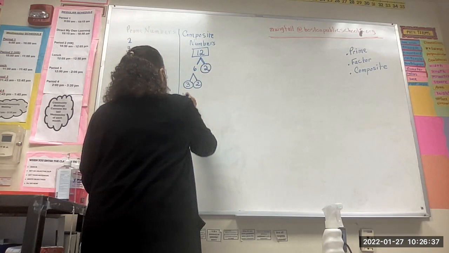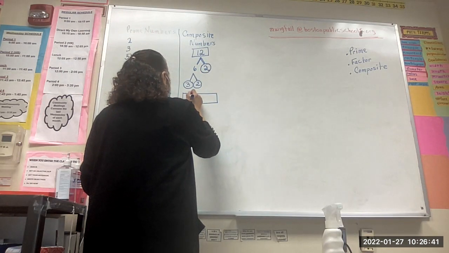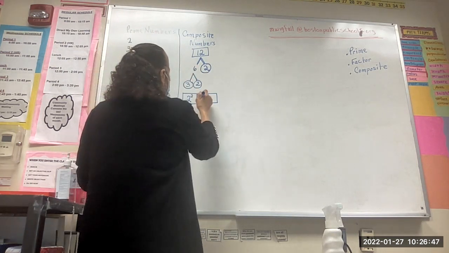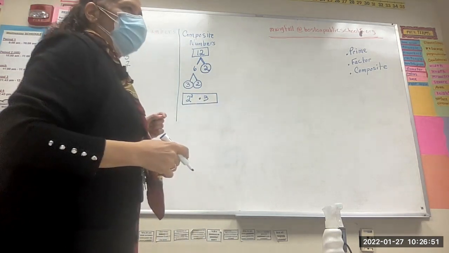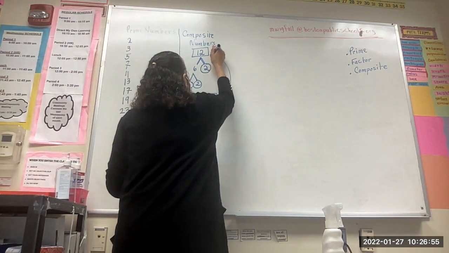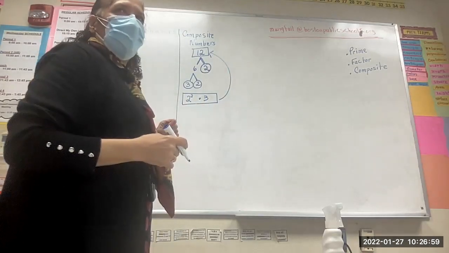Now, sometimes you may be asked, write your answer using exponents. So you have 2 2s, so you say that's 2 squared, 2 to the second times 3. Every time you multiply out the answer, it must always give you the given. So 2 squared is 4 times 3 is 12.